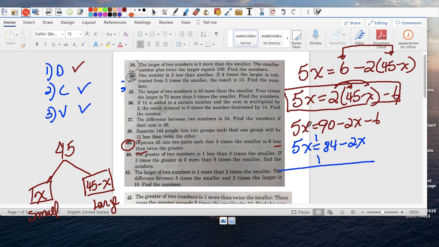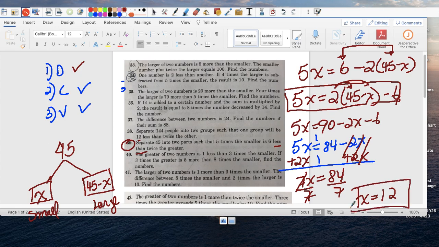So let's get rid of the one with the smaller coefficient, which is negative 2x. How do I get rid of that? I add 2x. By adding 2x and combining these two, it's going to give me 0. So I add 2x on this side too. These two go away, so it's 0. 84 just comes down, and then 5x plus 2x is 7x. Last is dividing by 7 on both sides. 7 divided by 7 is just 1, or 1 times x is x. And 84 divided by 7 is 12. So I get that my small group is 12.